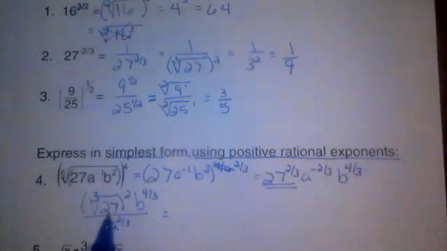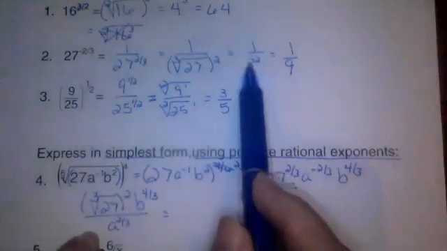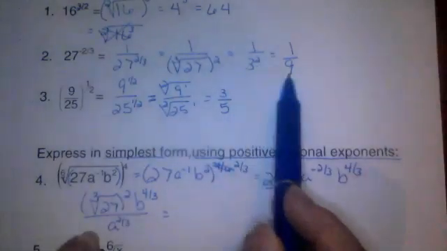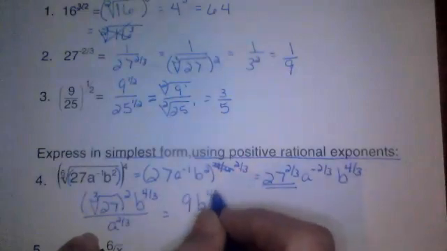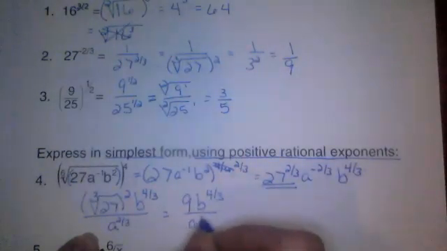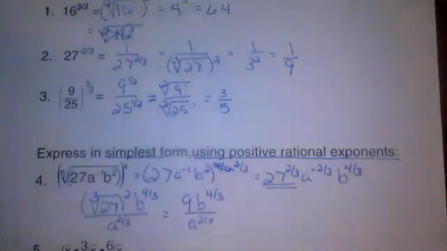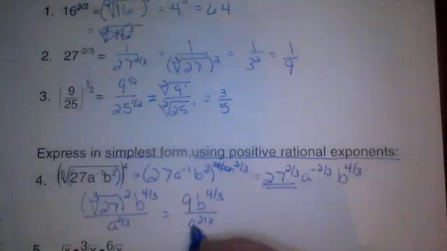The cube root of 27 was 3. We got that up here, right? And then 3 squared is 9. So this is just 9 b to the 4/3 over a to the 2/3. All right, fractional exponents, no negative exponents.